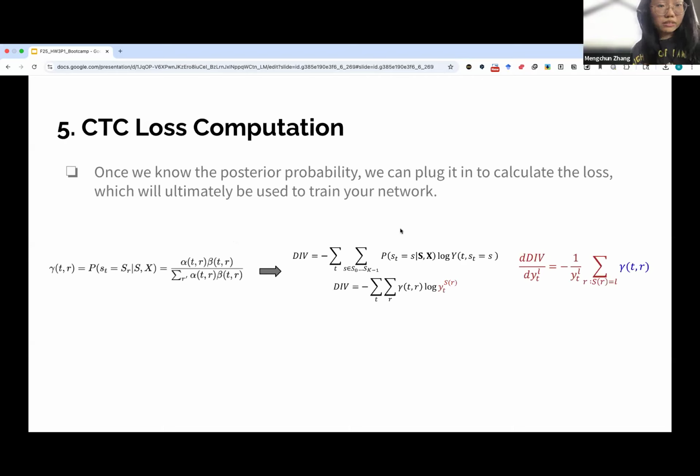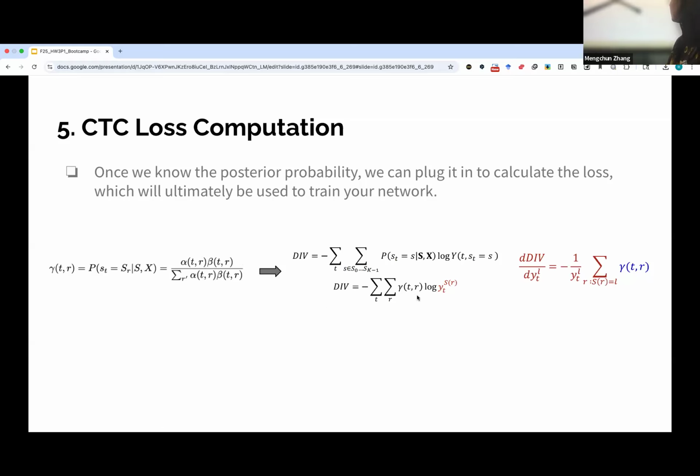Okay, once we know this posterior probability, we can use it to calculate the CTC loss. So here, these formulas just give you an idea how you can get the posterior probability and plug it into the loss function. This first equation is what was shown before. It's how we get this posterior probability. And then we just plug this posterior probability into this loss function.